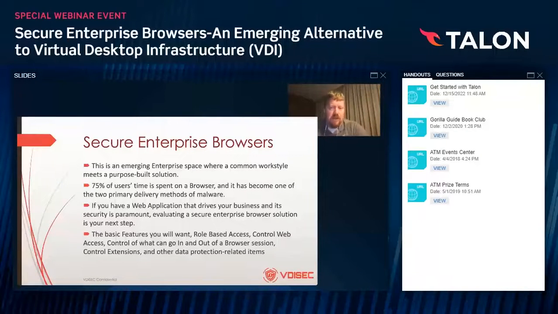So when we look at any secure enterprise browser, we want to make sure that we're looking for role-based access, right? So that way I can make sure that if someone in this group has these things that they can do, someone in this group can have those things. We want to make sure we can control web access so that we can say that everybody can go everywhere or everybody can only go to these websites. And we want to be able to, within that web session, control what can go in and what can come out of that session is really important too, right?